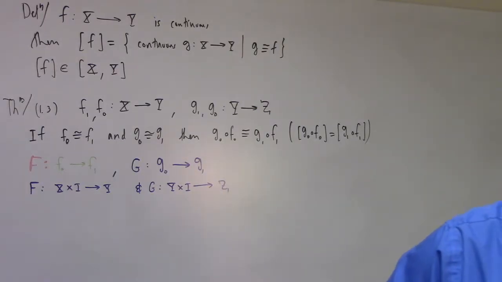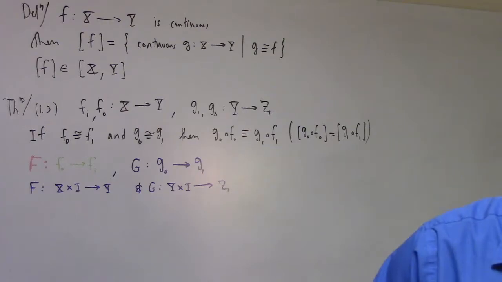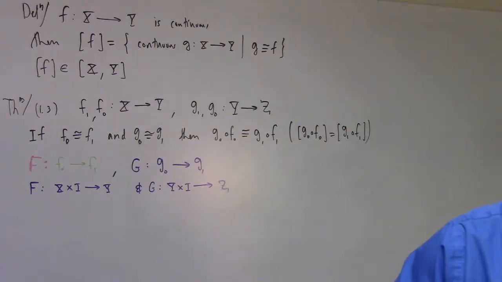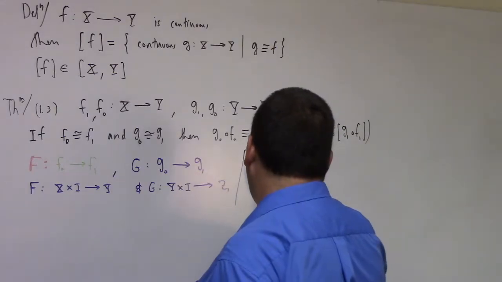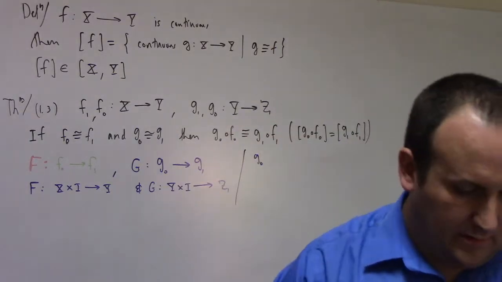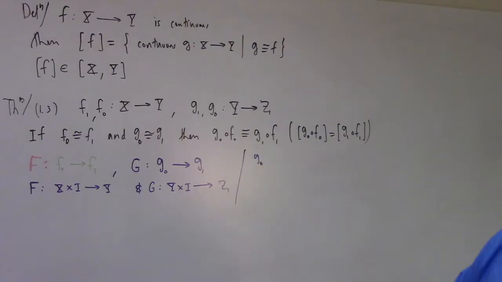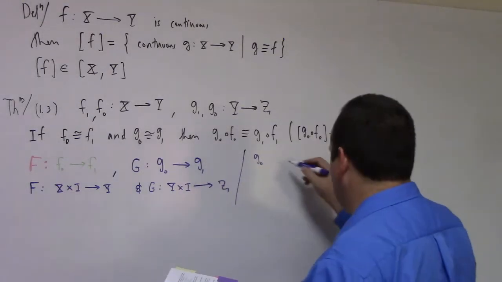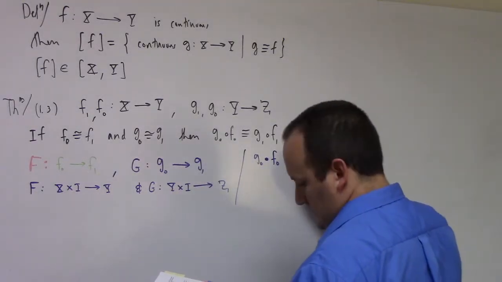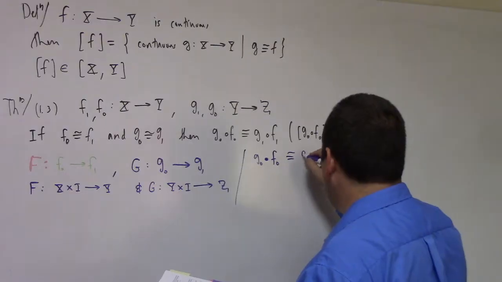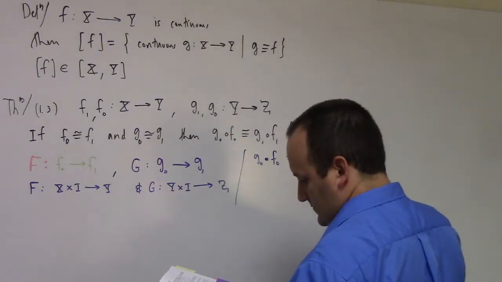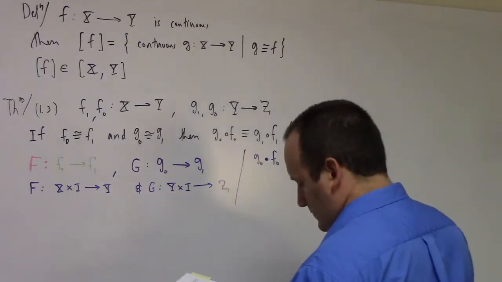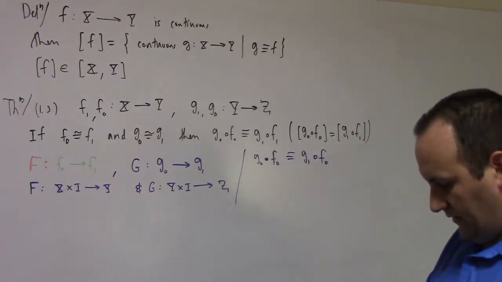So first what we're going to do is show that G naught composed with F naught is homotopic to G1 composed with F naught. Alright, so how's that go?